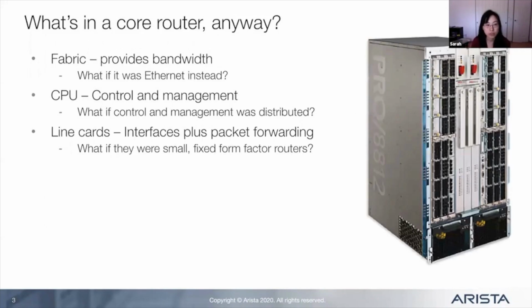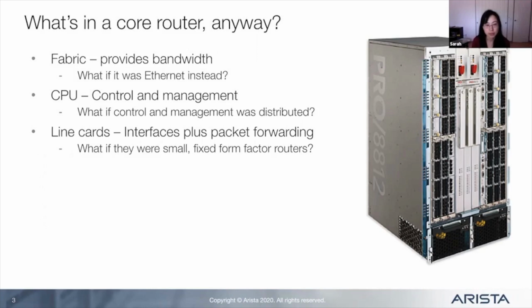So what do we need to do? What do we need to build a core router anyway? First, we need a fabric, which provides the bandwidth. Then we need CPU for control and management. And we also need the line cards for interfaces and packet forwarding.